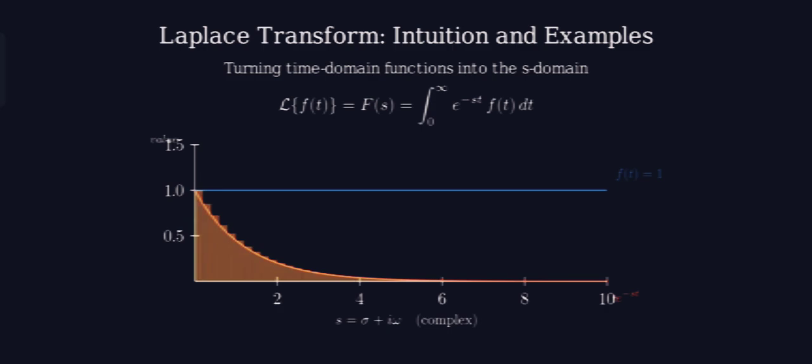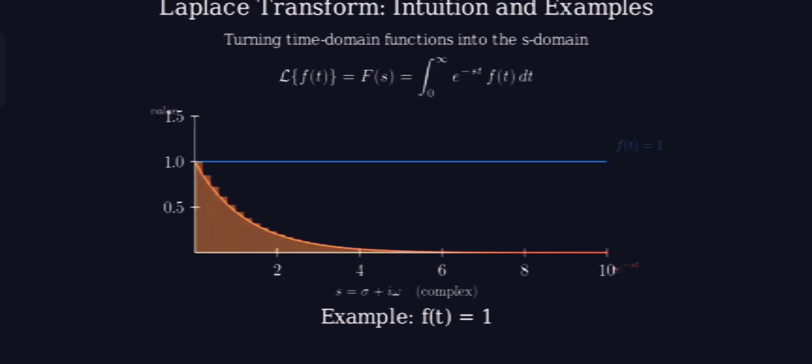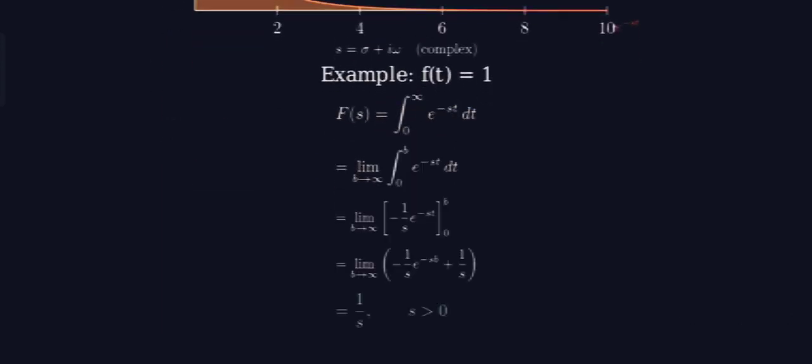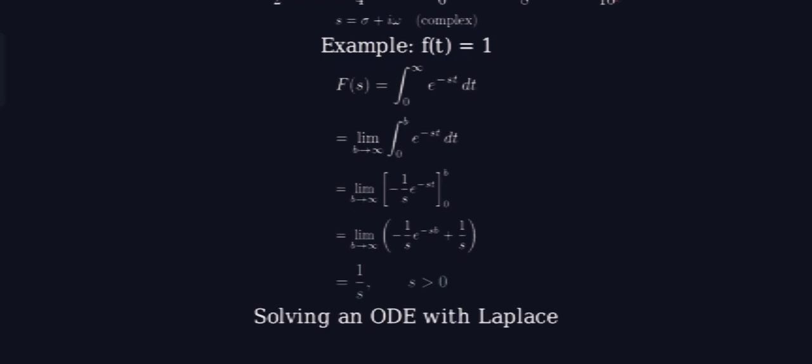Let's compute a simple example. For f of t equals 1, the Laplace transform is the integral from 0 to infinity of e to the negative st dt. We'll evaluate that integral step by step. That transform is useful in solving ordinary differential equations. Here is a short worked example.